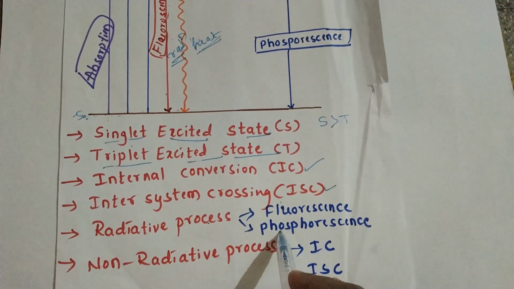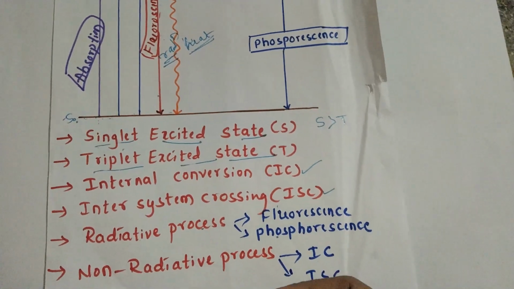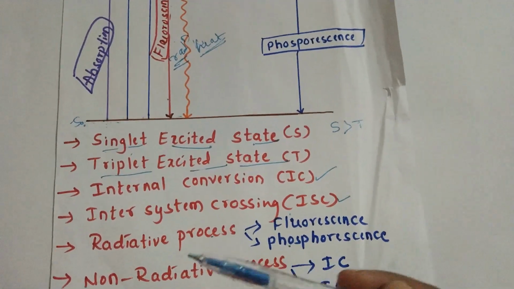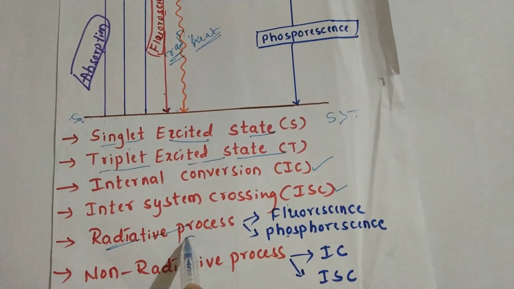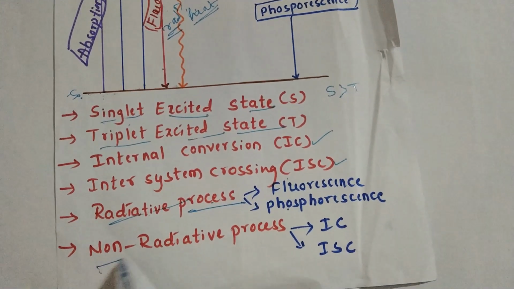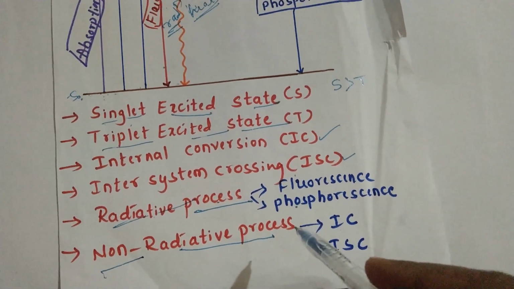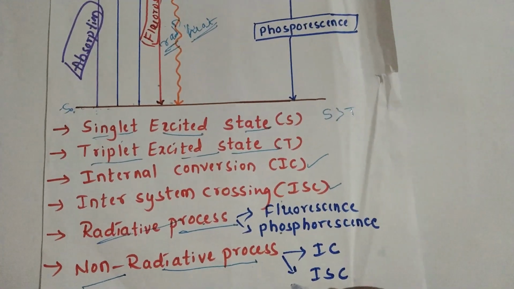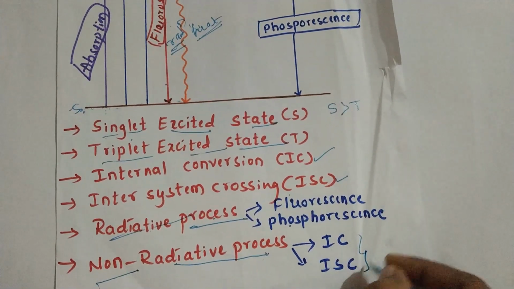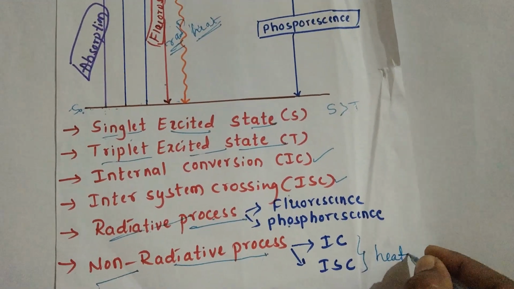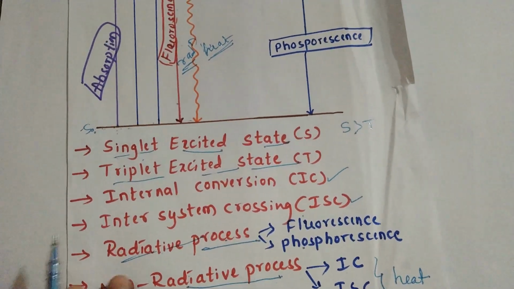because when the electron returns to the ground state and loses energy in the form of radiation, this is called a radiative process. Similarly, a non-radiative process is when the electron returns from a higher energy level to a lower energy level in the form of heat. So this process is called a non-radiative process.